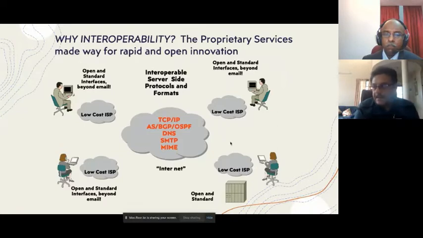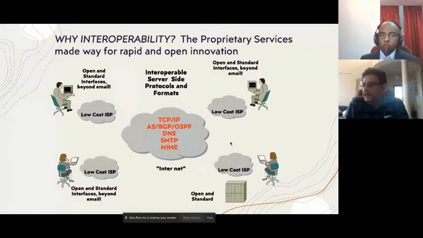All of the things that we see today, social networking, websites, Facebook, Google, none of those things would have been possible without all these standardization protocols. Initially we started with proprietary services, but once you had standard protocols, there was rapid and open innovation, and that led to the internet as we know it today.